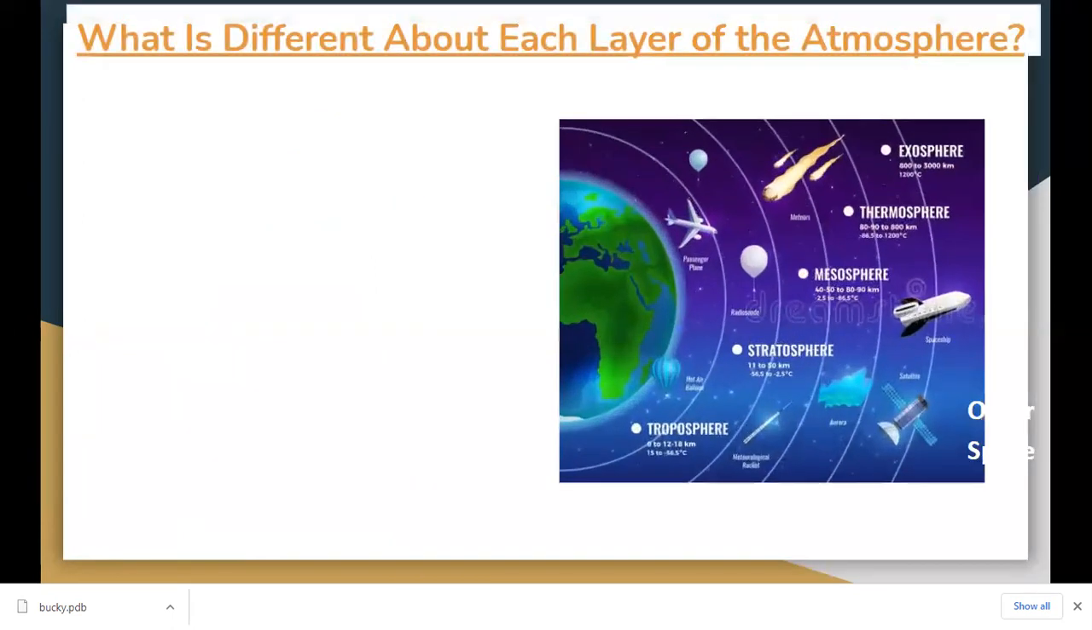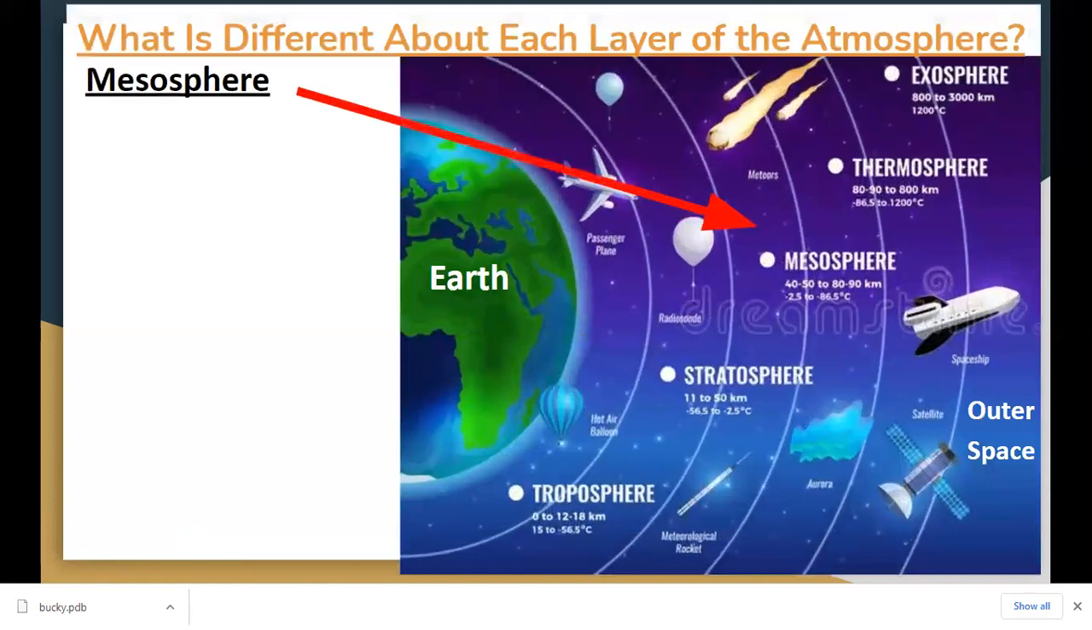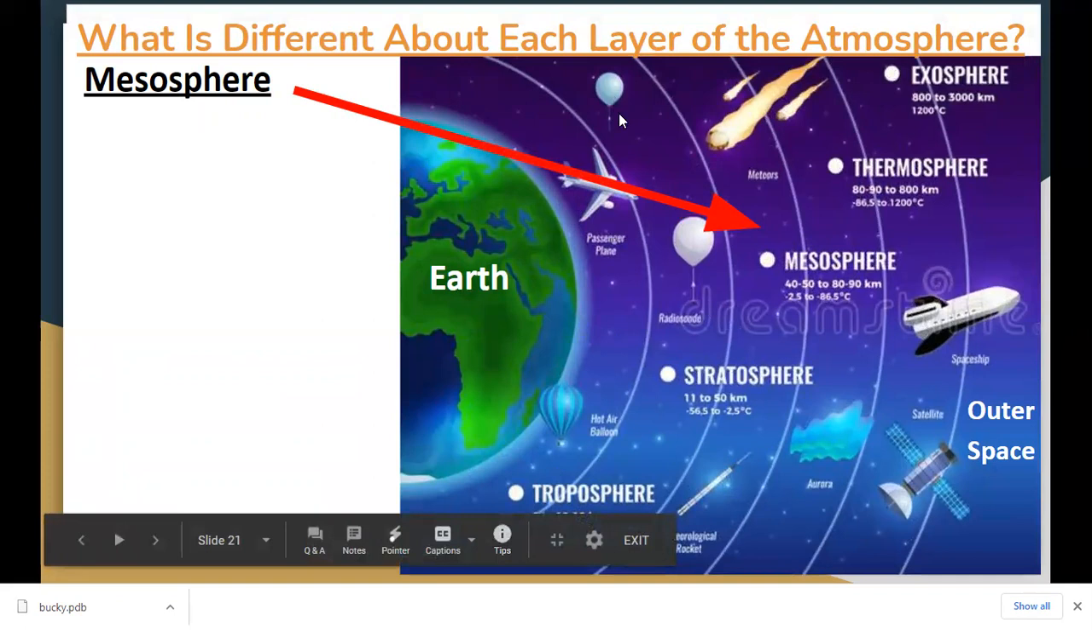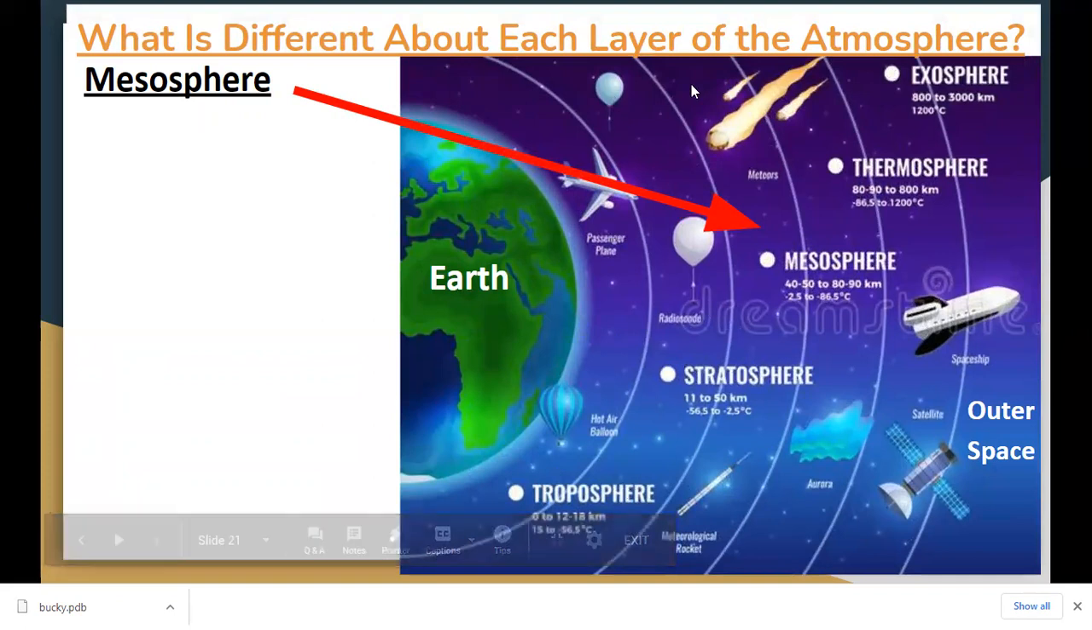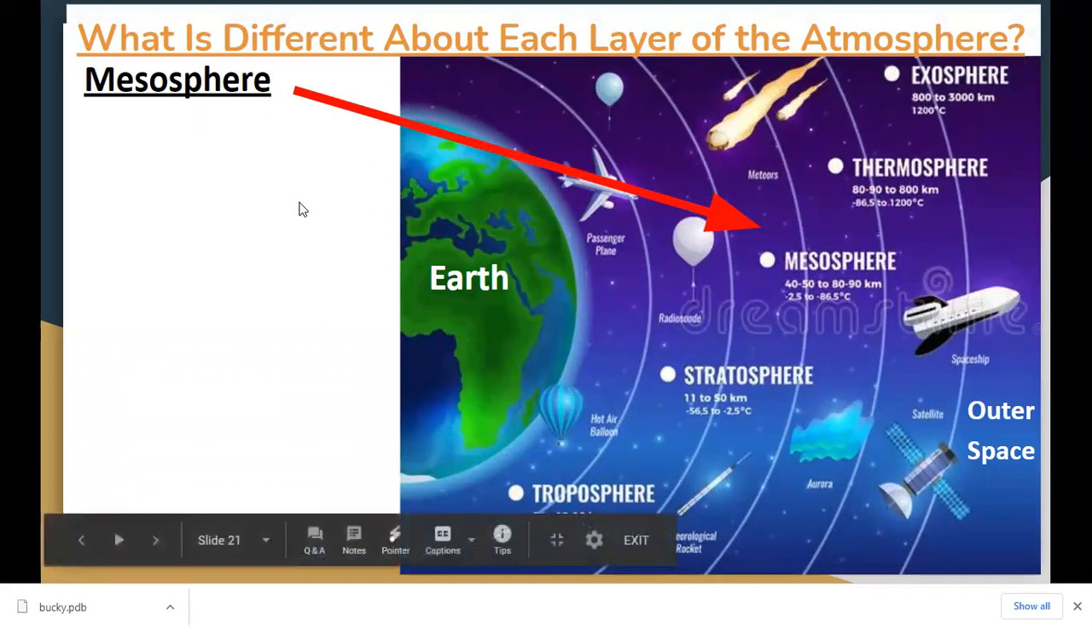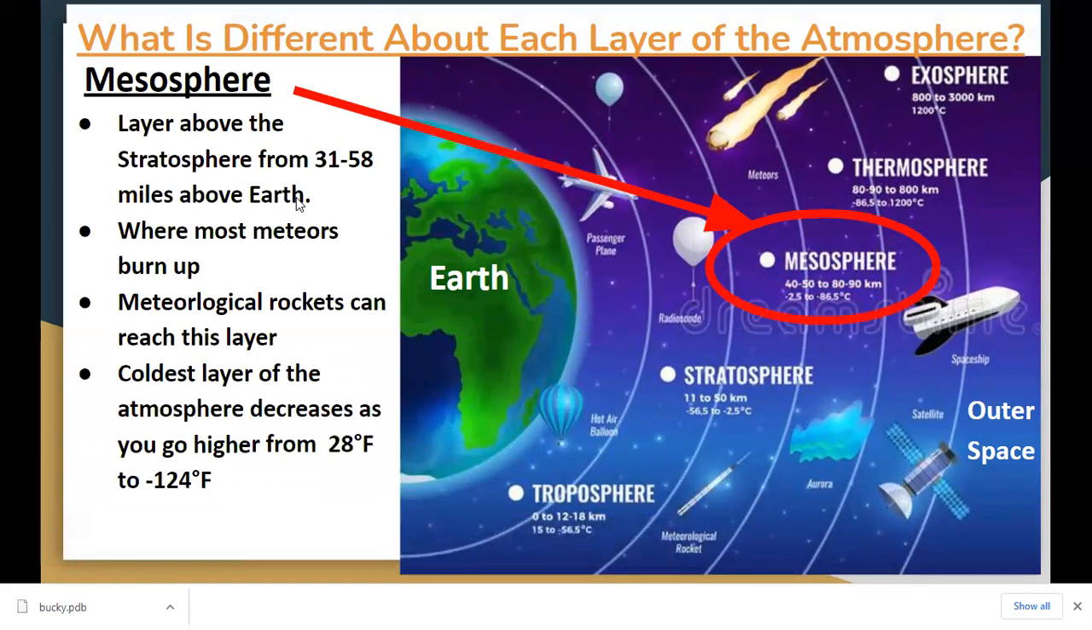Okay, the next layer is the mesosphere. There it is. So it's the third layer. This was the troposphere, this was the stratosphere, and this is the mesosphere right here, third layer. So this one is above the stratosphere, and it goes from 31 to 58 miles above the Earth. So we're getting pretty far out there now, up in space, close to space.